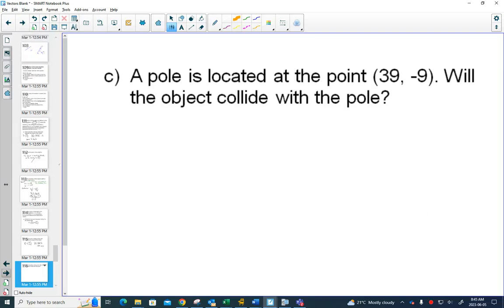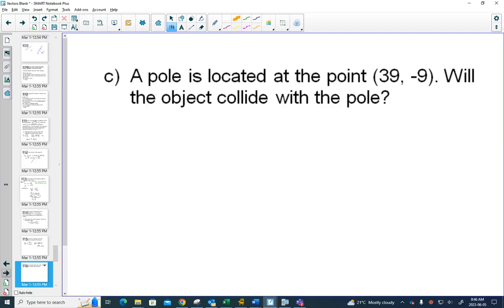What object is this? This is some bird that is flying, or some child that is walking. And they're walking on a straight path, and there happens to be a pole located at 39, negative 9. Will this small child walk into the pole or not? A little bit of foreshadowing. Today is going to be a disastrous day.